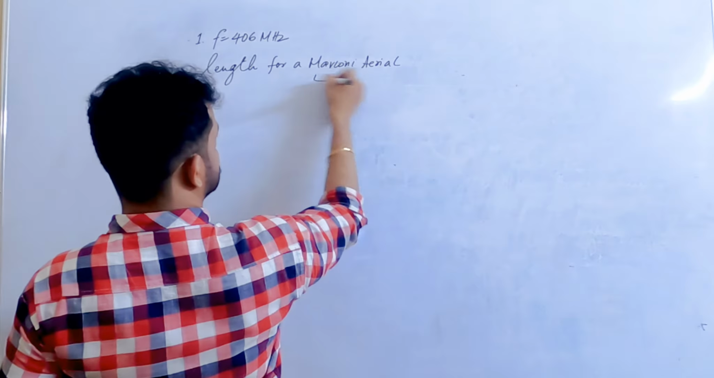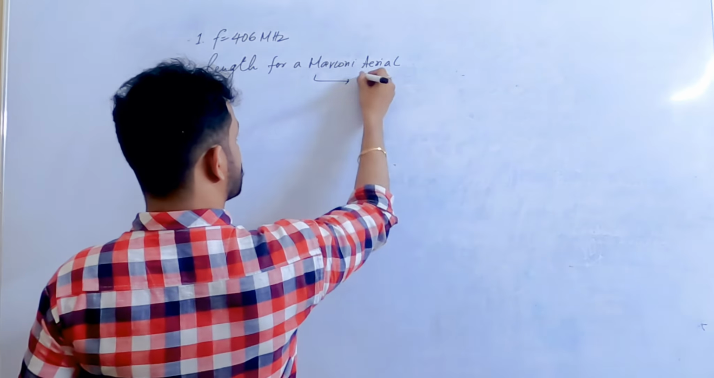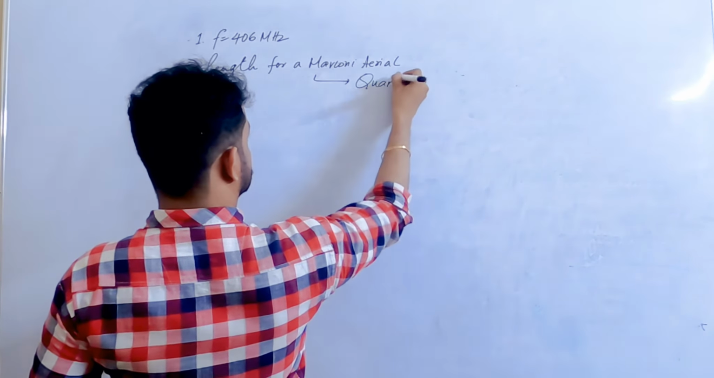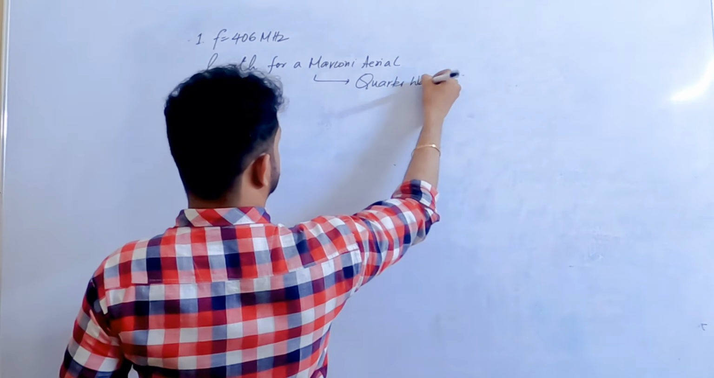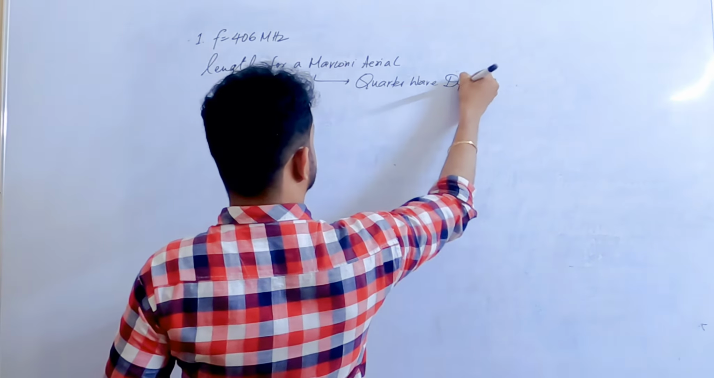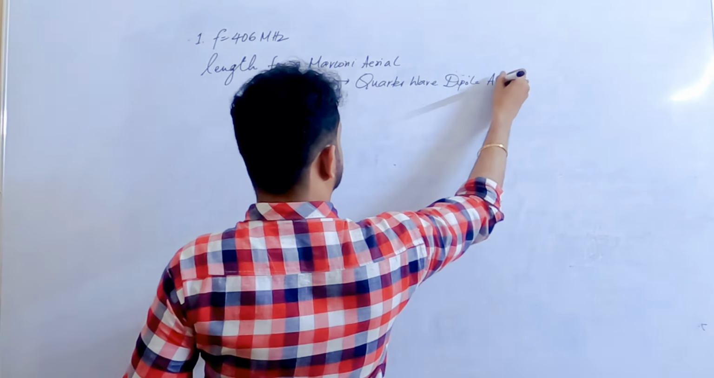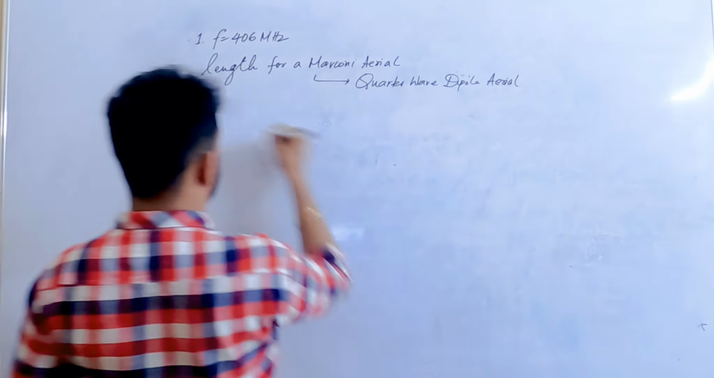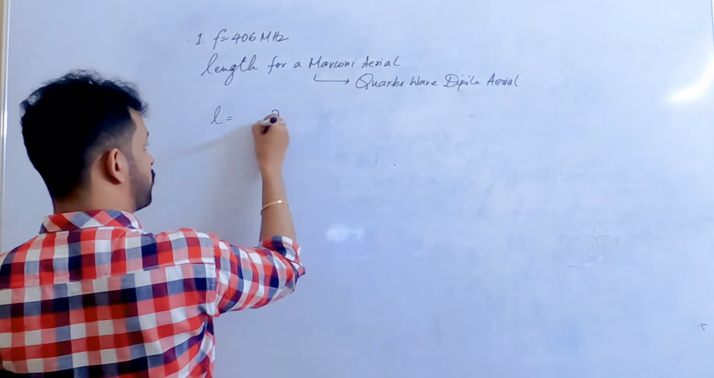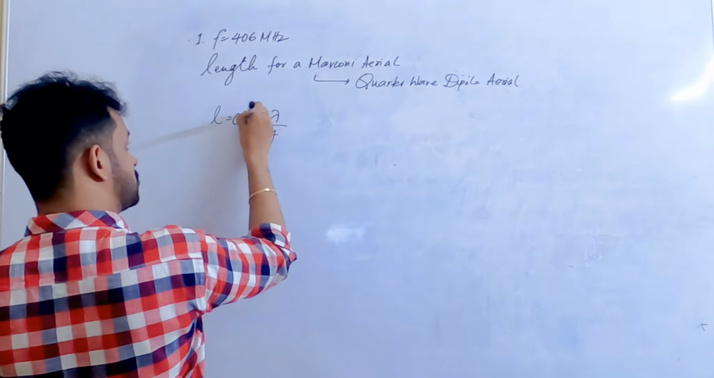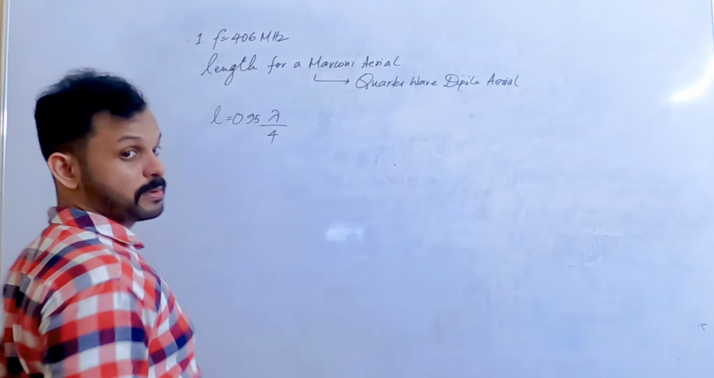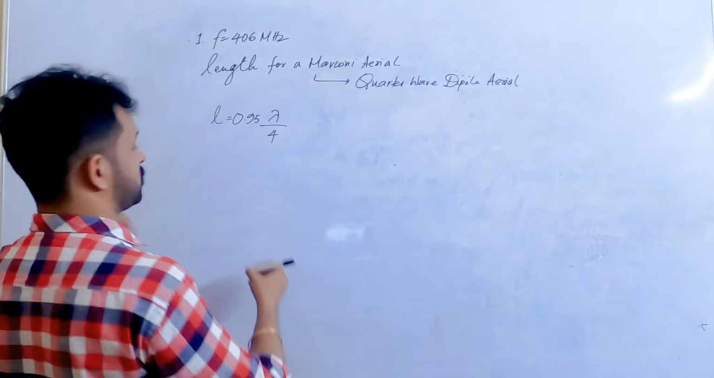Now, what aerial is this? Marconi aerial? Quarter wavelength. Quarter wave dipole aerial. Therefore, what's the length? Length is quarter wave, which is lambda by 4, and then 95% of that. Right. So frequency is 406 megahertz.